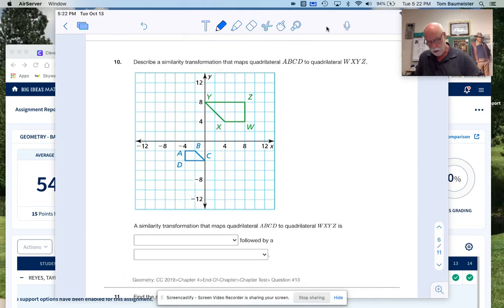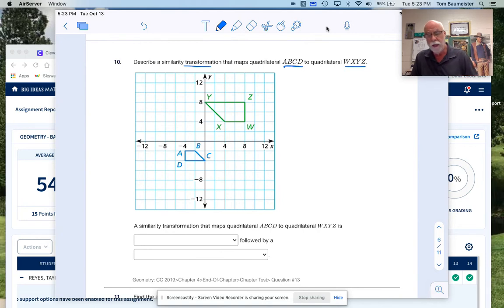Okay. Number 10. It says, describe a similarity transformation that maps. Now remember, it's a similarity transformation, so that means we're going to have two things happening to it. The key is to remember which one they are talking about. We're talking about A, B, C, D, and when we're done, we're going to put that at W, X, Y, and Z. So again, look for rotations, reflections, translations, all right? And on this one, it looks like it's going to get bigger or smaller, so we know we're going to have a dilation.